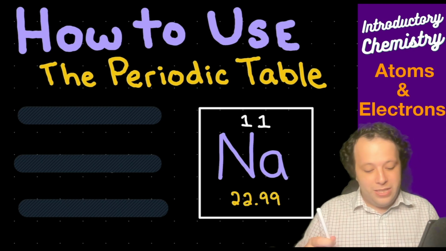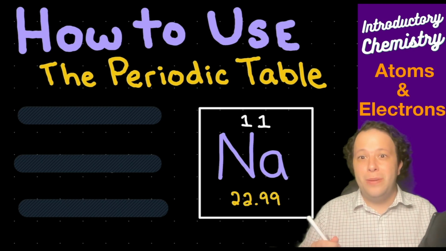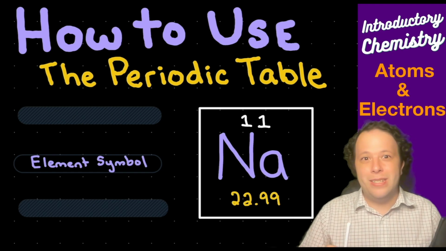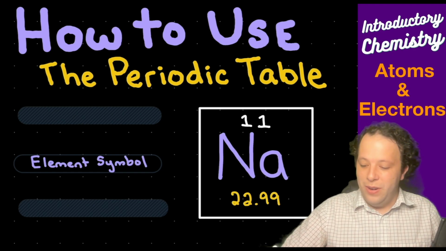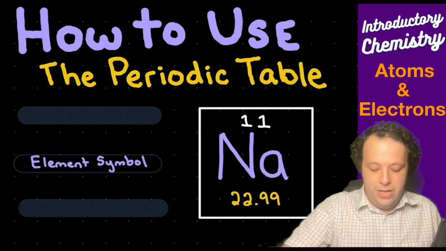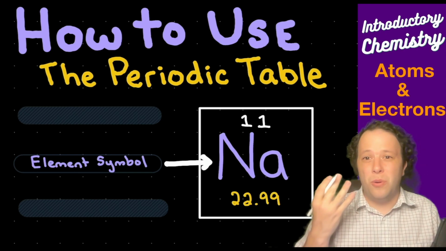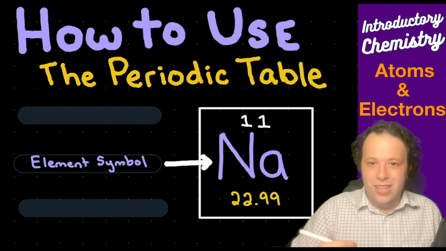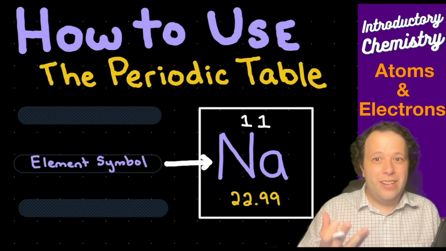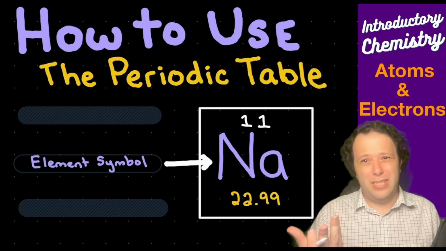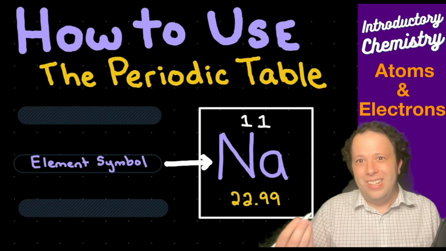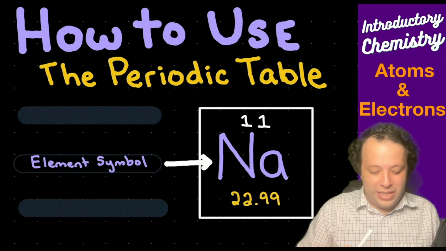What I have in front of us is sodium. Sodium is represented by the element symbol Na, which is the very first thing that we see here. Every single element is represented by a 2-letter or 1-letter abbreviation, and that helps us identify it very quickly, so that we don't have to spend a lot of time trying to figure out exactly what we are looking at.